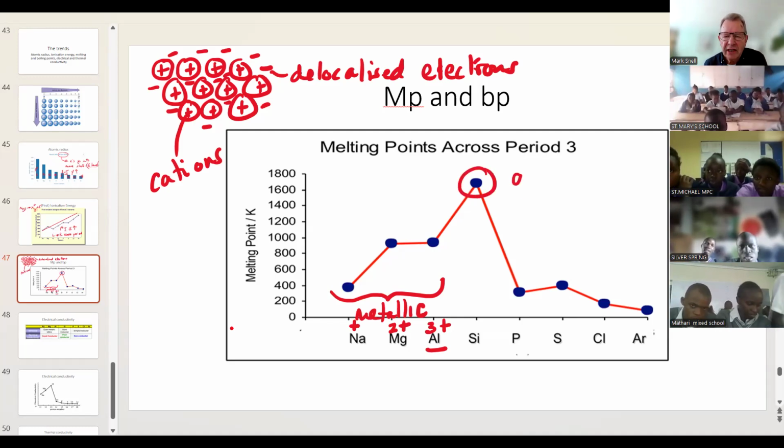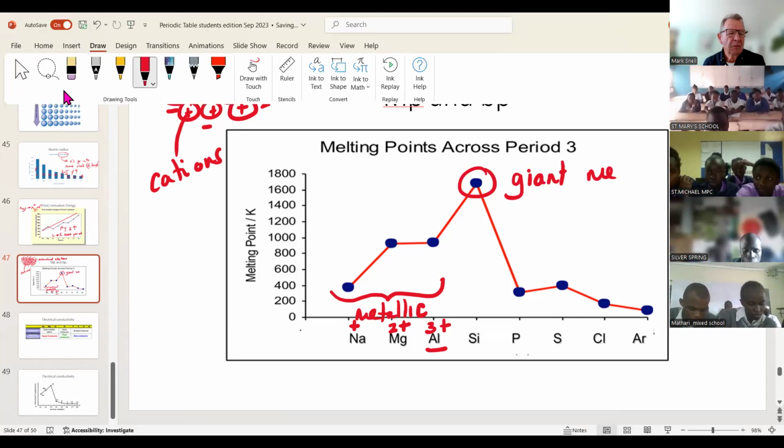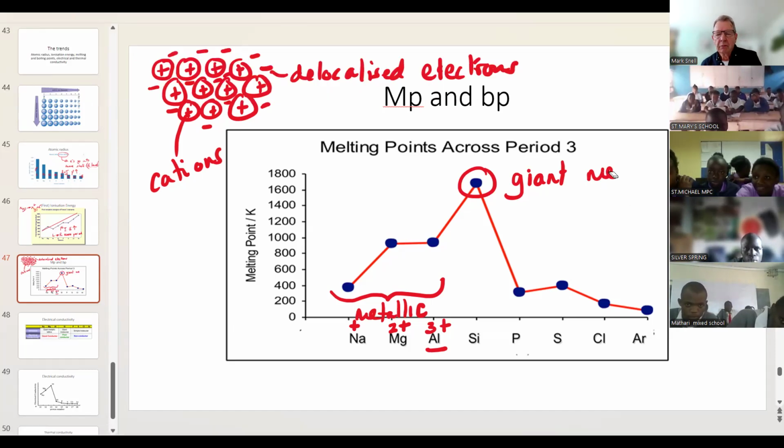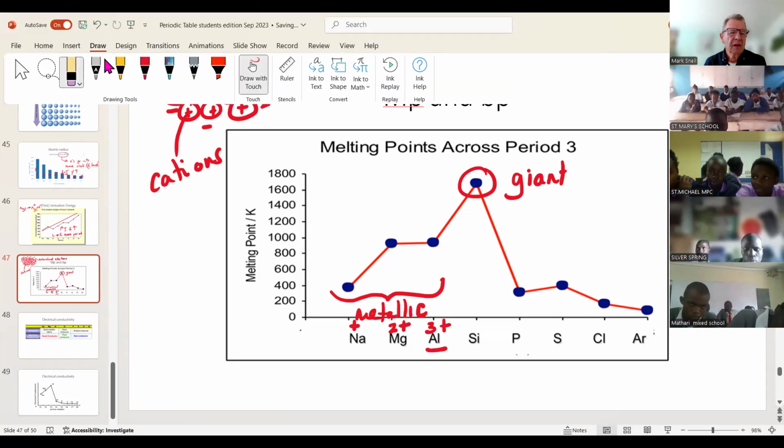Silicon is giant metallic. But sorry, what am I talking about? What rubbish? It's not giant metallic. My apologies. Come on. Thank you. I'm going bananas.